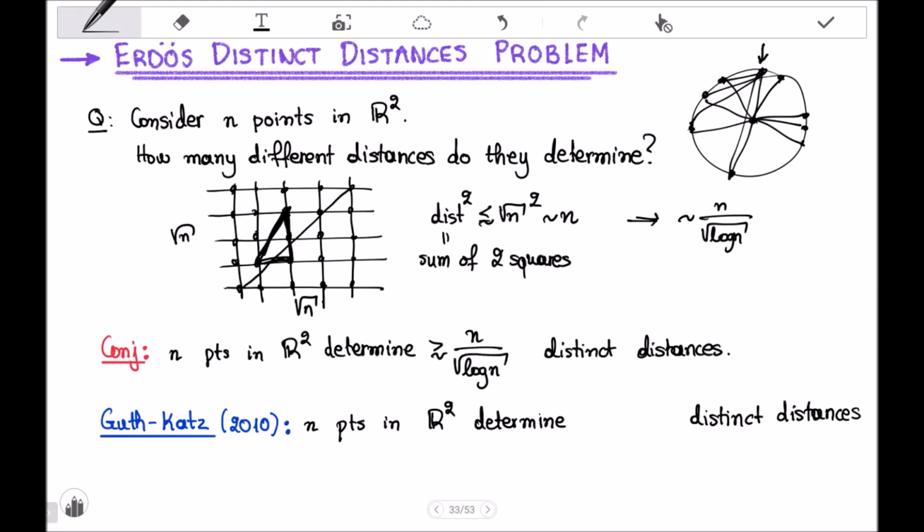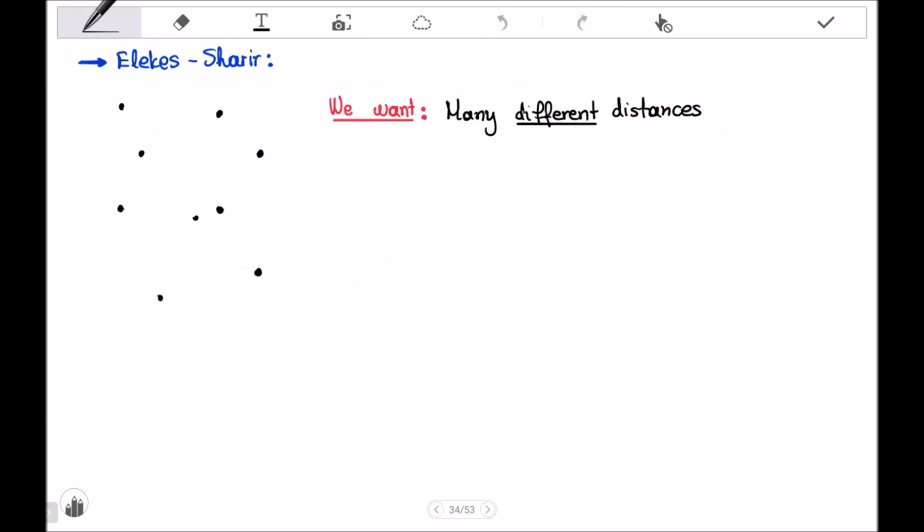And Guth and Katz effectively proved this. They showed that the distinct distances are at least n over log n. So this denominator is a bit bigger, so it's a slightly worse lower bound, but effectively it's what we want. Okay. And the idea, as I said, is to transform this problem into one about incidences between points and lines in R3, so one dimension higher. And this existed already as a concept. This was the Elekes framework.